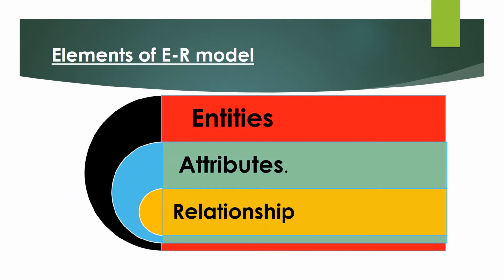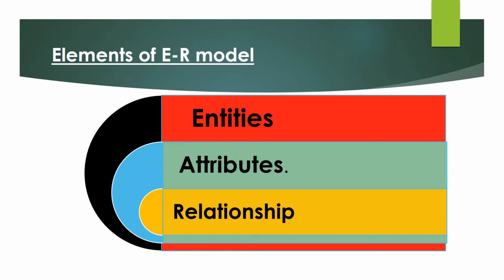When we draw an ER diagram, these are the various elements that we consider. The first one is the entities. Entities means the objects that exist in the real world. For example, a chair, a car, a student, or any person or anything. All these are considered as entities.